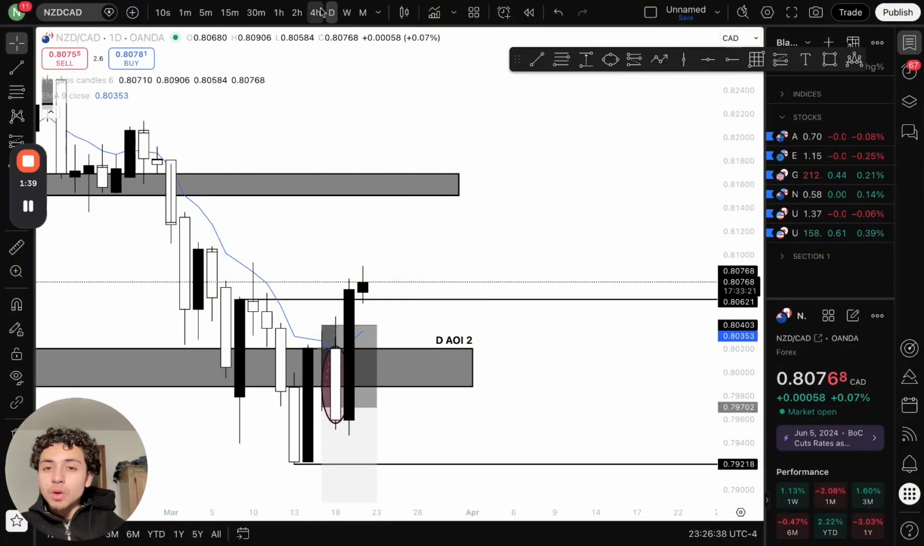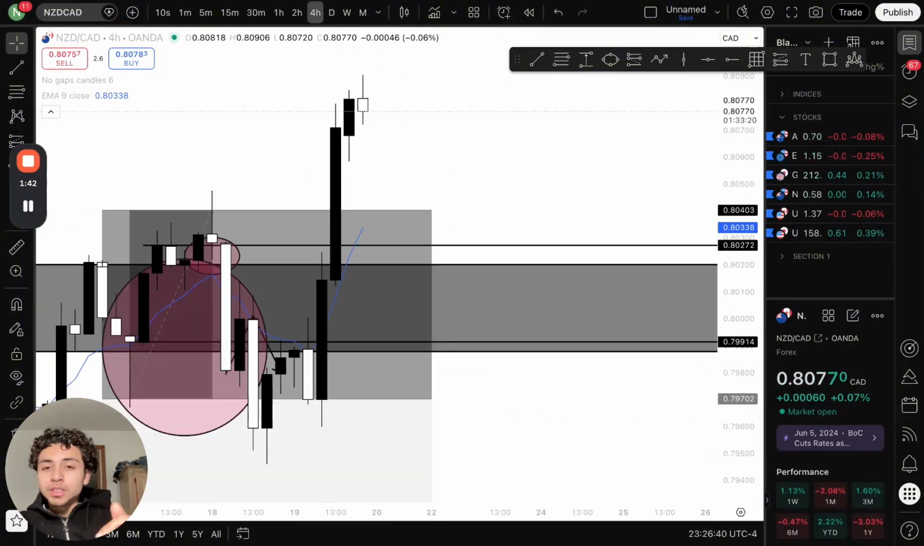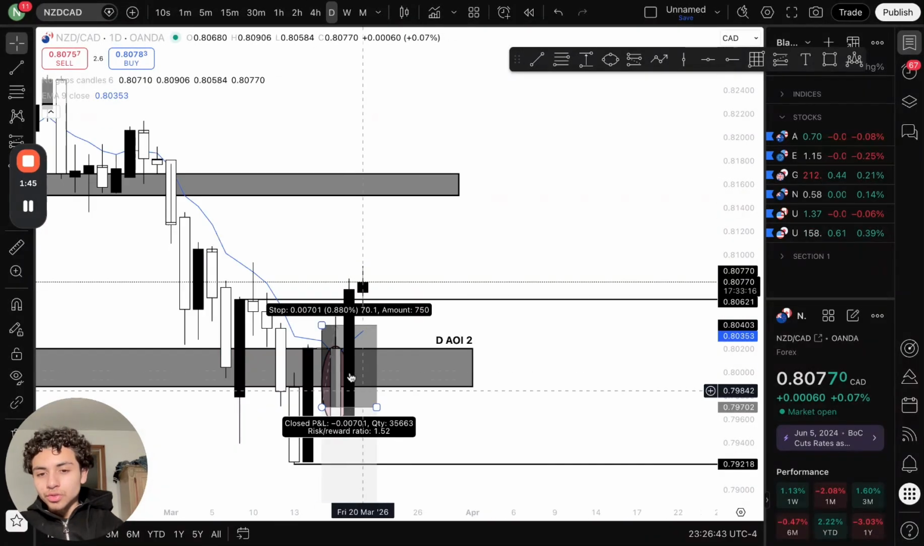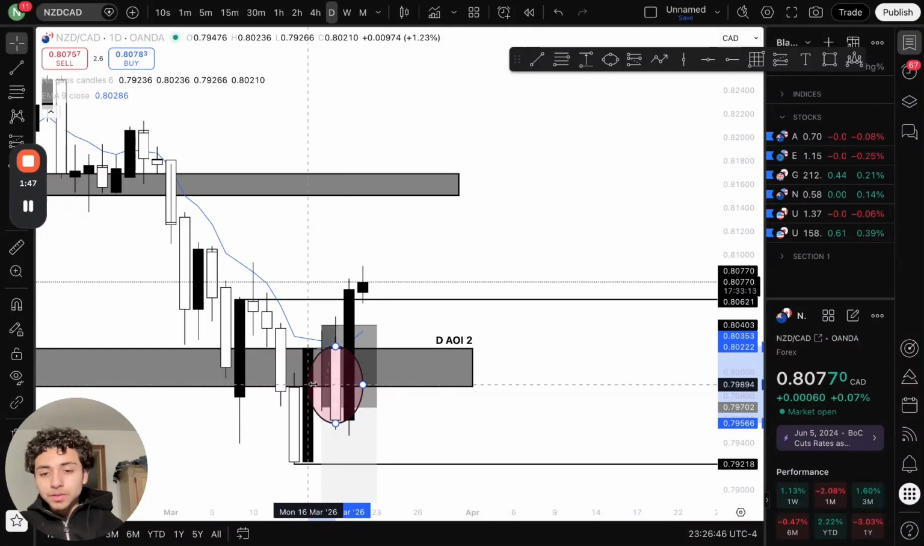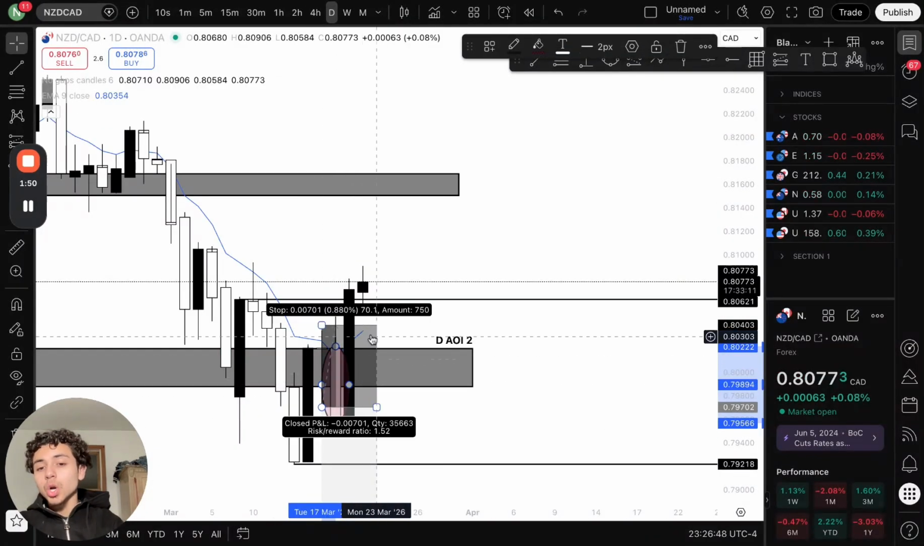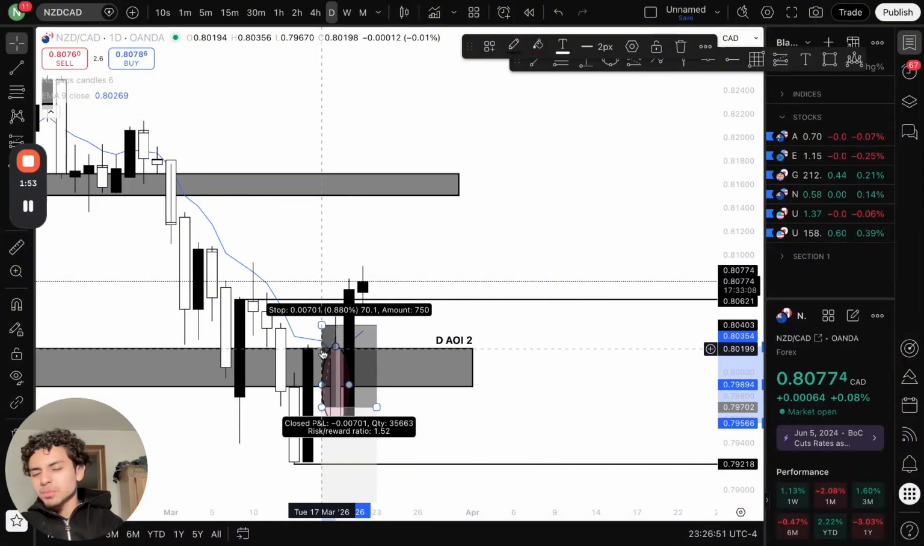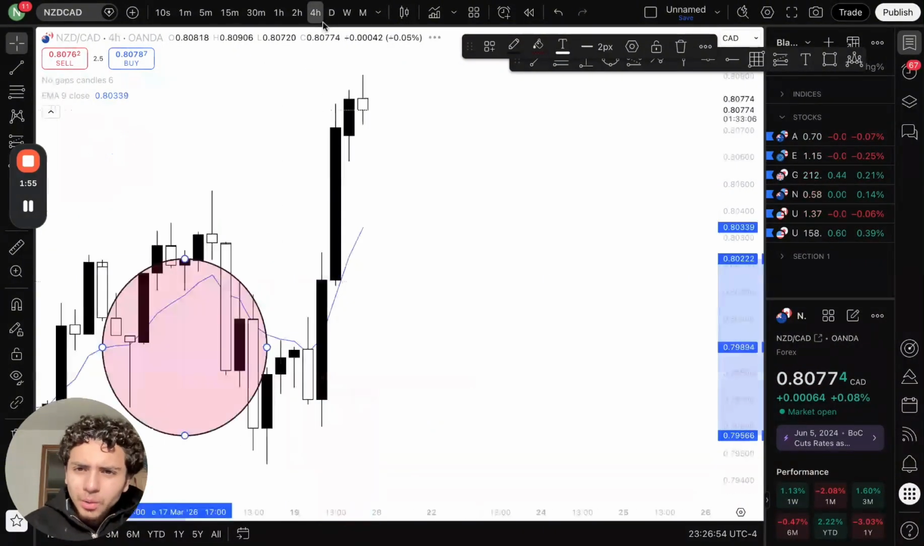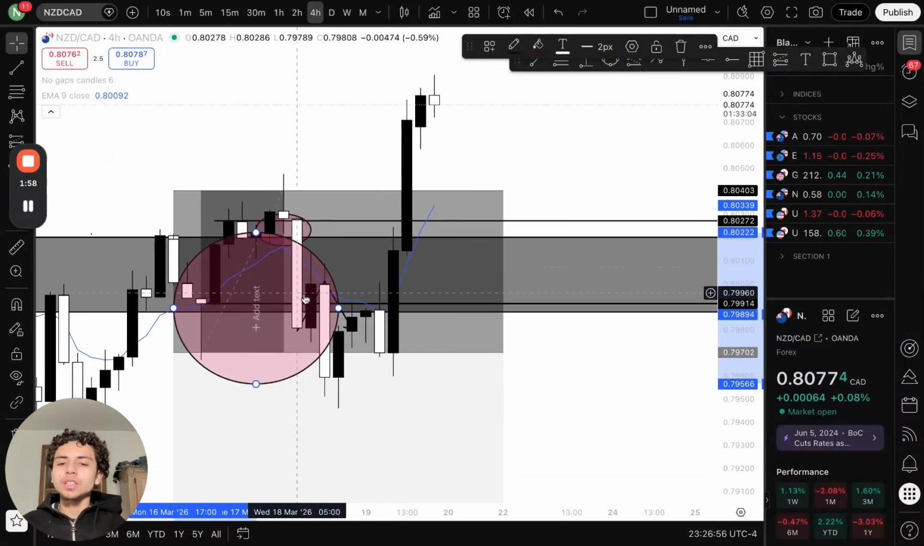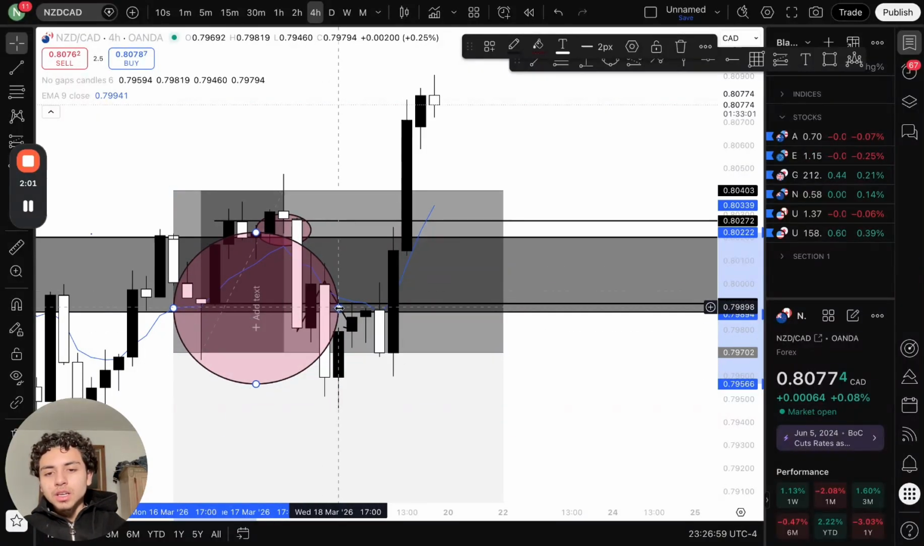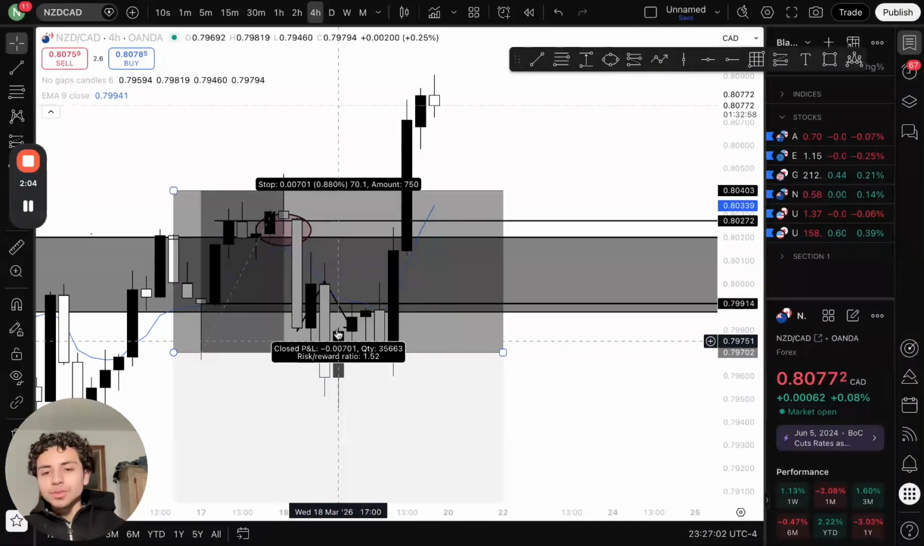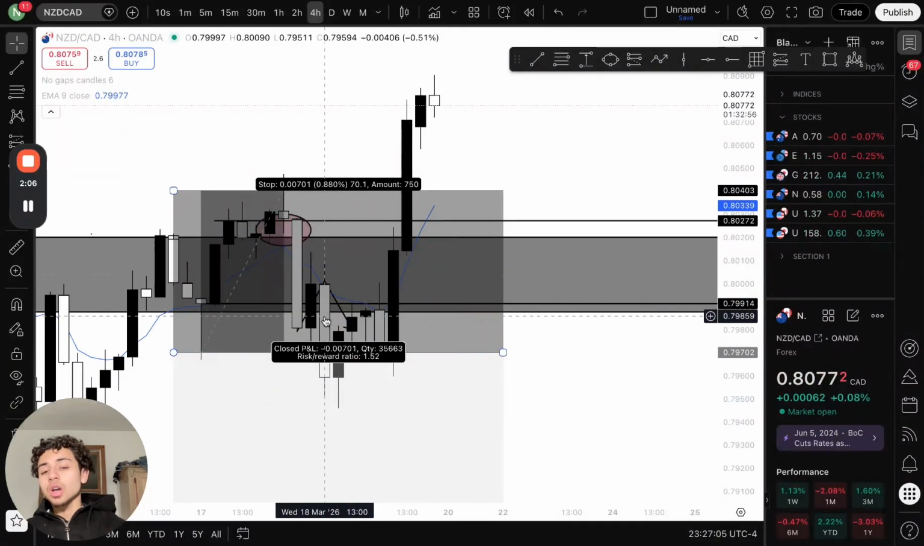So then I went to the 4 hour candlestick to see the confirmation candle, right? This right here is the daily candlestick that engulfed this small bearish candlestick. So then I went to the 4 hour and I waited for a confirmation candlestick, which is this right here. This bearish candlestick is the confirmation candlestick that I was looking for, and it closed right here.